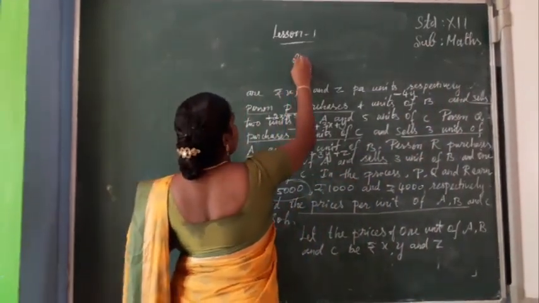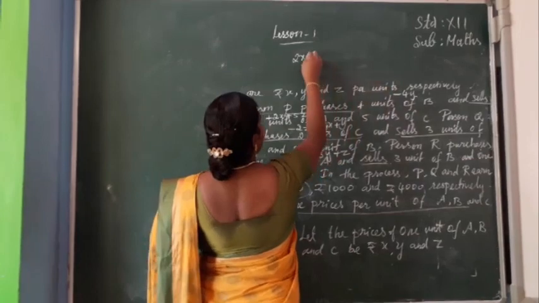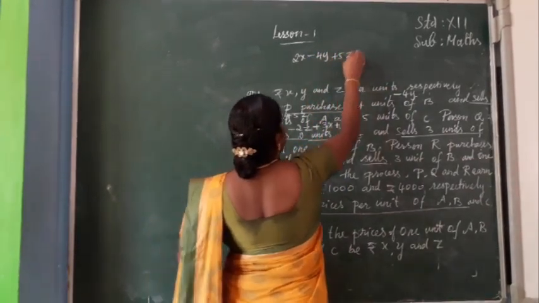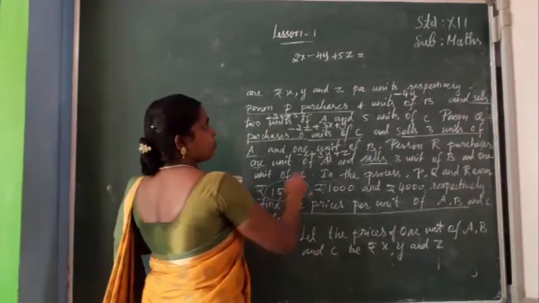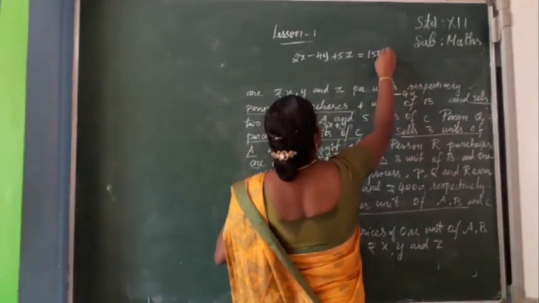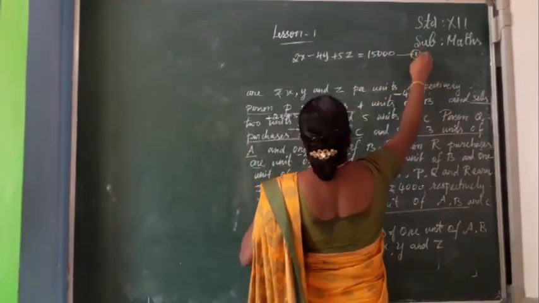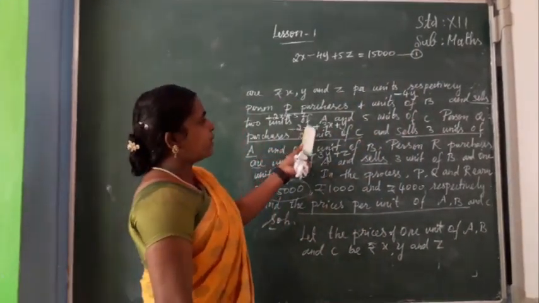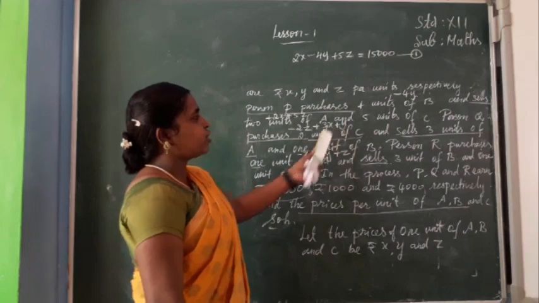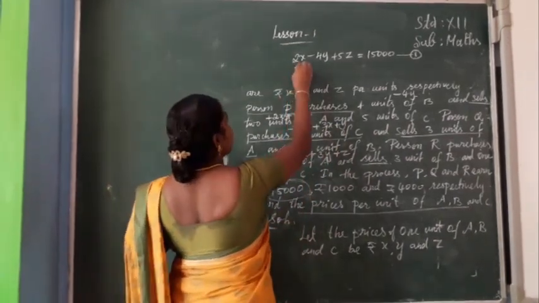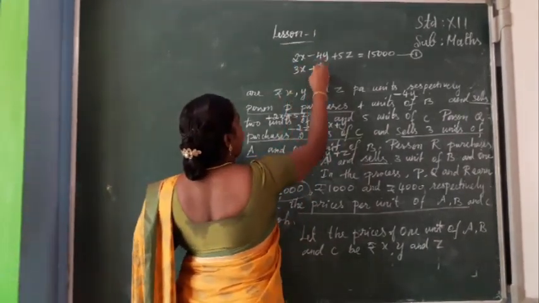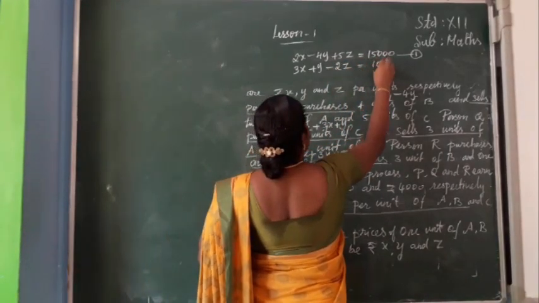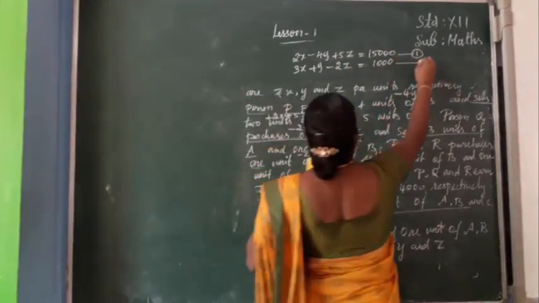So 2x minus 4y plus 5z equal to 15,000. Okay, this is equation 1. The second equation is 3x plus y minus 2z equal to rupees 1000. Okay, this is equation 2.